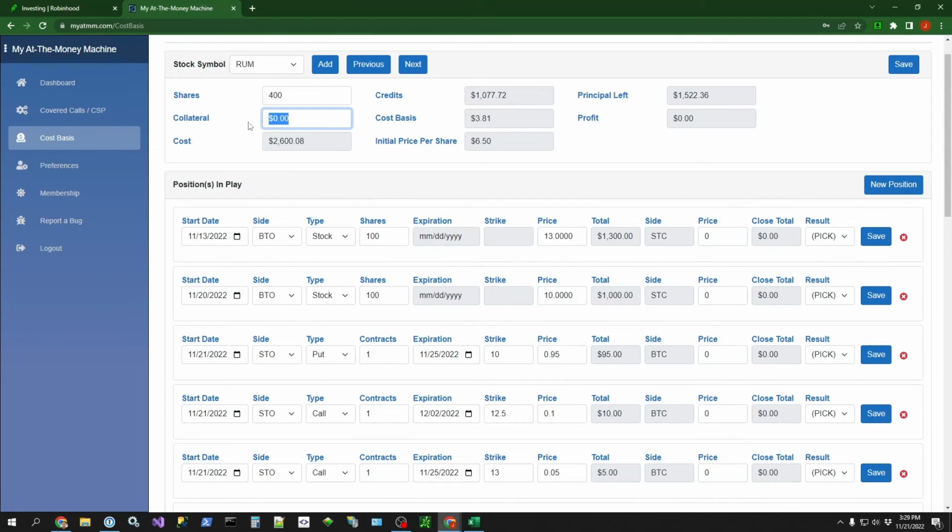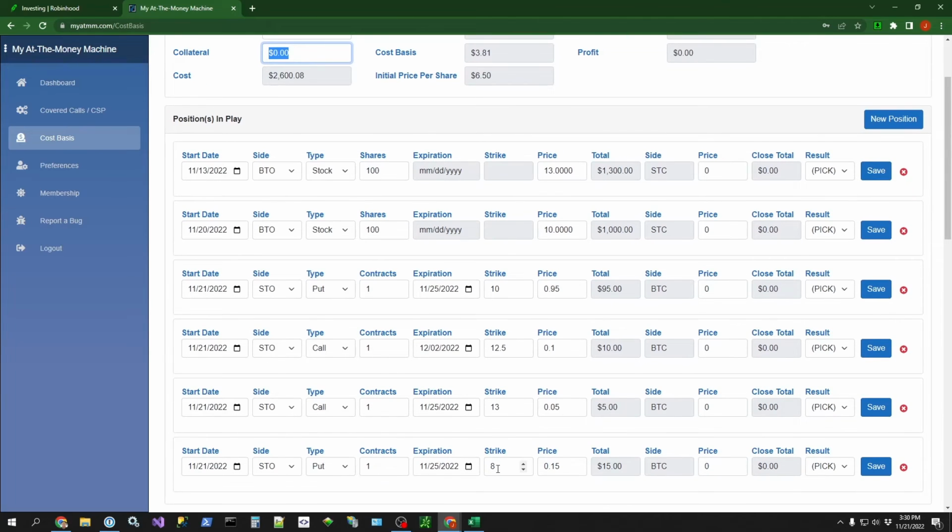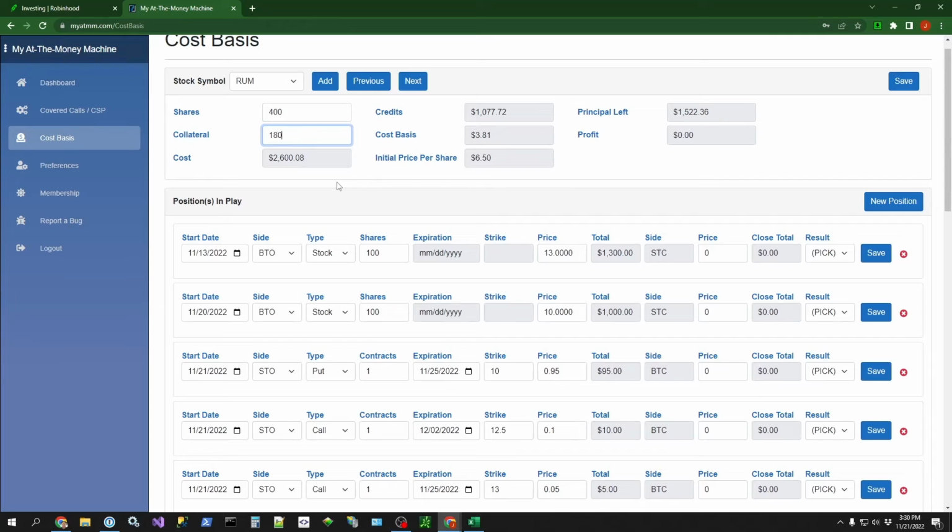I may split these out someday to have the put shares and the stock shares, but right now they're one number. I have thought about doing that. Might make it a little bit easier to separate. So in any case, that's $1,000 worth of collateral, and that's $800 worth of collateral. So $1,800 total collateral. All right, and click save.